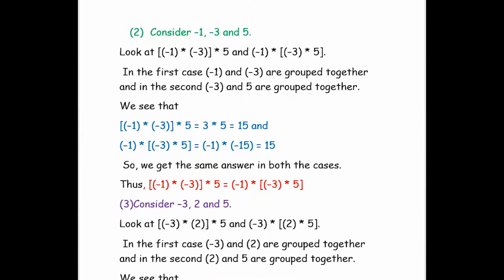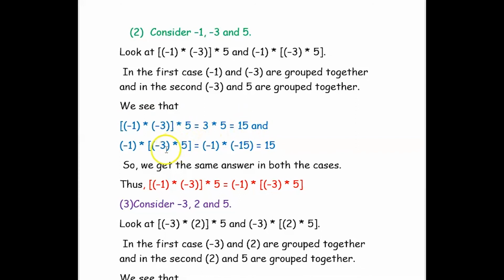Next example is, consider -1, -3 and 5. So now first we have to group -1 and -3, and then second we are grouping -3 and +5. So -1 into -3 is, so even number of negative integers, so we will get positive result. So 1 into 3 is 3. So it is +3 into 5. So 3 into 5 will be 15.